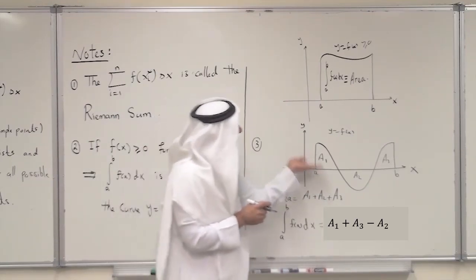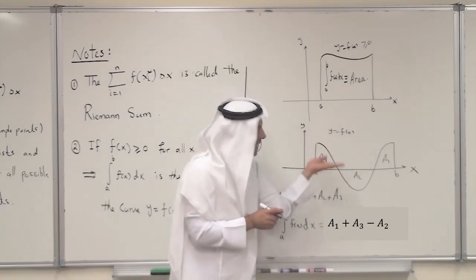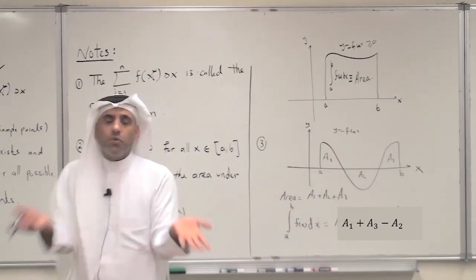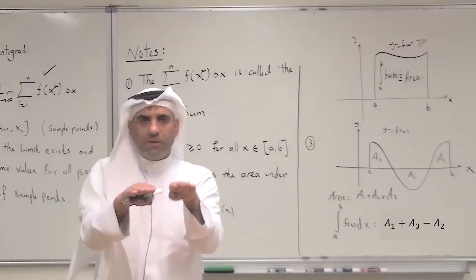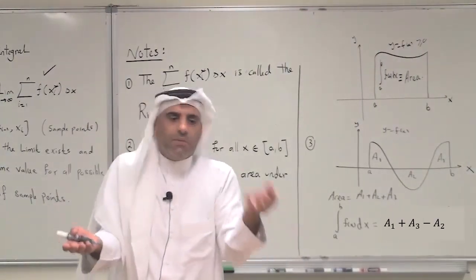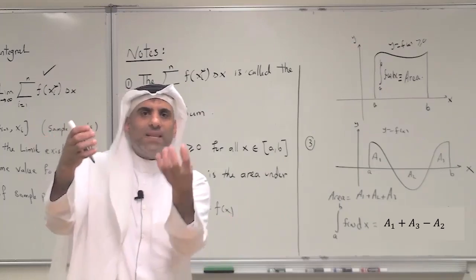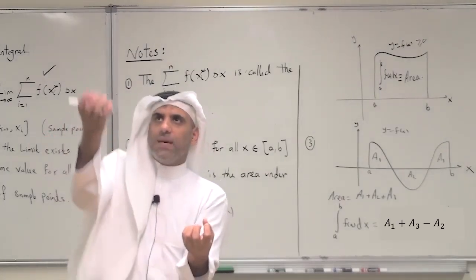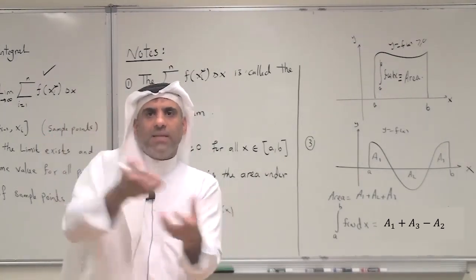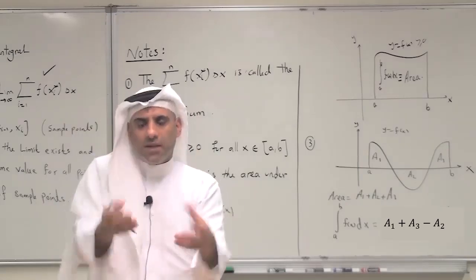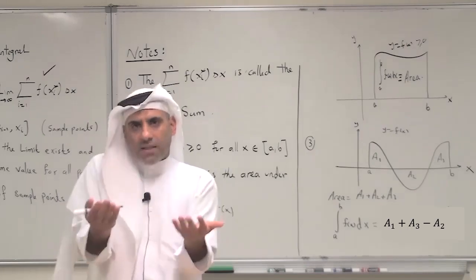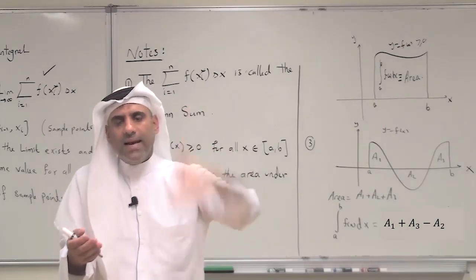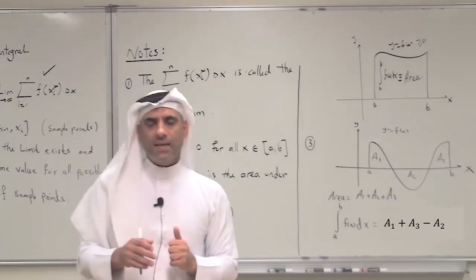If the total area above is greater than the total area below, then the difference will be positive, so the integral is positive. If they are the same, for example, if you take an odd function between minus a and a, we are expecting the area below to be equal to the area above because it is symmetric around the origin, then the definite integral will be 0. And you may have it negative if the total area below is more than the area above.